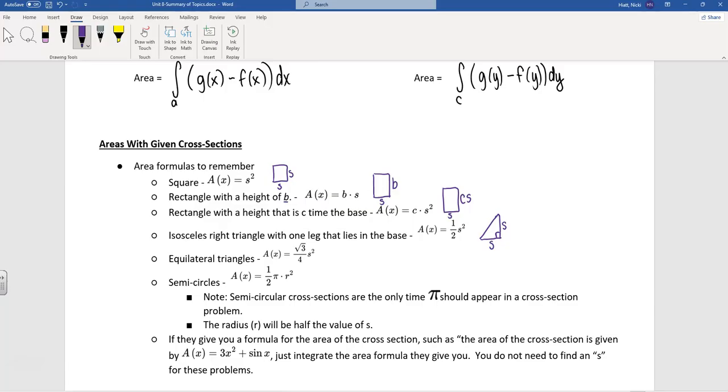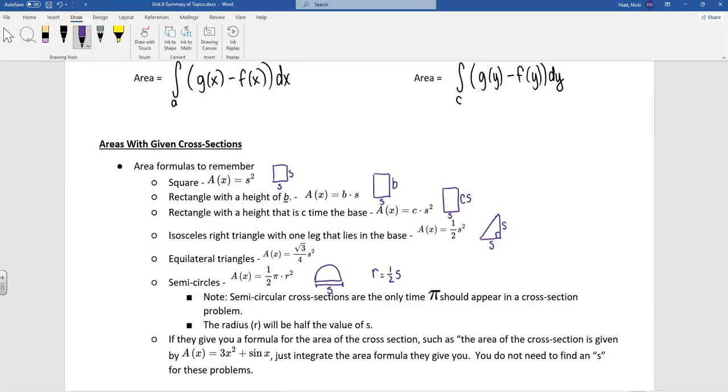Semicircles are 1/2 pi r squared. Now, here's what you got to be careful with on this. Your semicircle, this bottom side right here is going to be S. So, R has to equal half of whatever S is. Right, so where all these other problems we're drawing that little line and calling it S, on this one you still draw the line, still call it S, but for the formula you got to cut it in half, right, because it's radius. Yes, S is like a diameter.